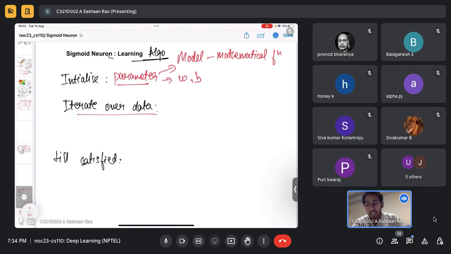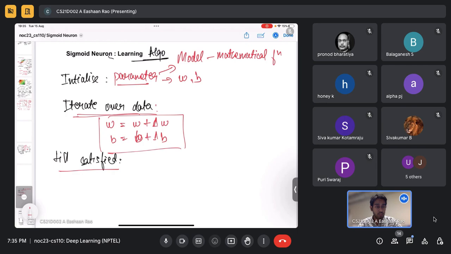While iterating over the data, we try to adjust the weights W and B. So we might say W plus delta W and B plus delta B. Generally we do this kind of step, right? This is again a kind of template, and we are iterating over the data till satisfied. So how can we iterate?